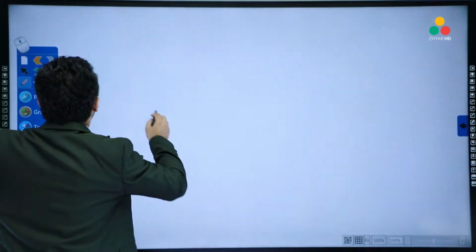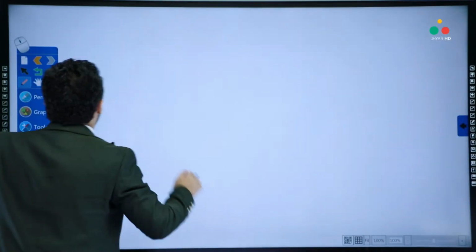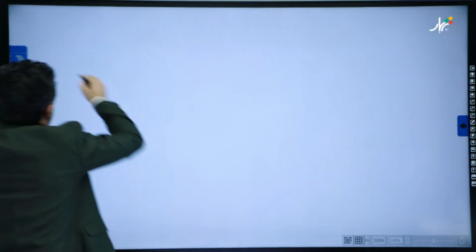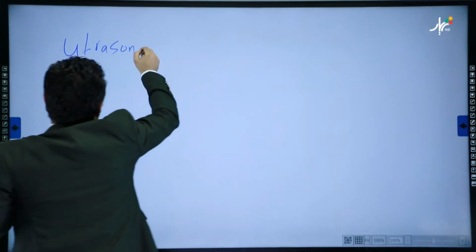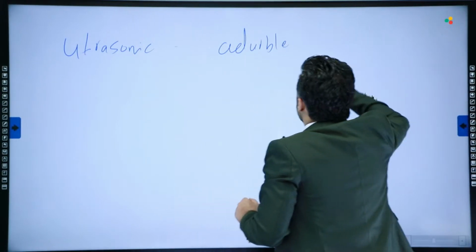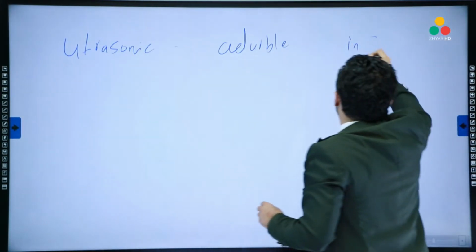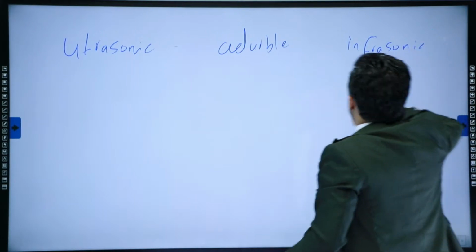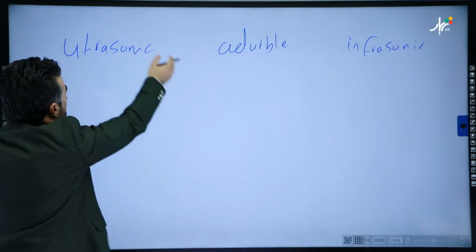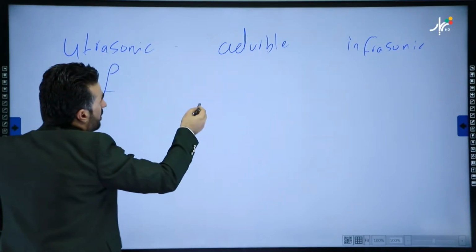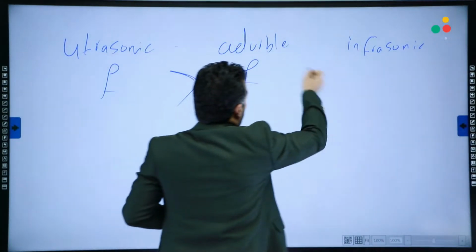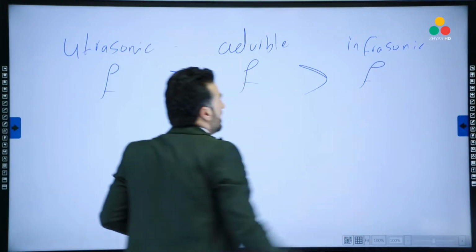Now we can categorize this. Remember that. Let's just organize this as it is. Let's say we have audible, or I can start with ultrasonic. Ultrasonic, and then we have audible, and then we have infrasonic waves. Now, in terms of frequency, we said the frequency of ultrasonic waves is bigger than the frequency of the audible range, and the frequency of audible is bigger than the frequency of the infrasonic.